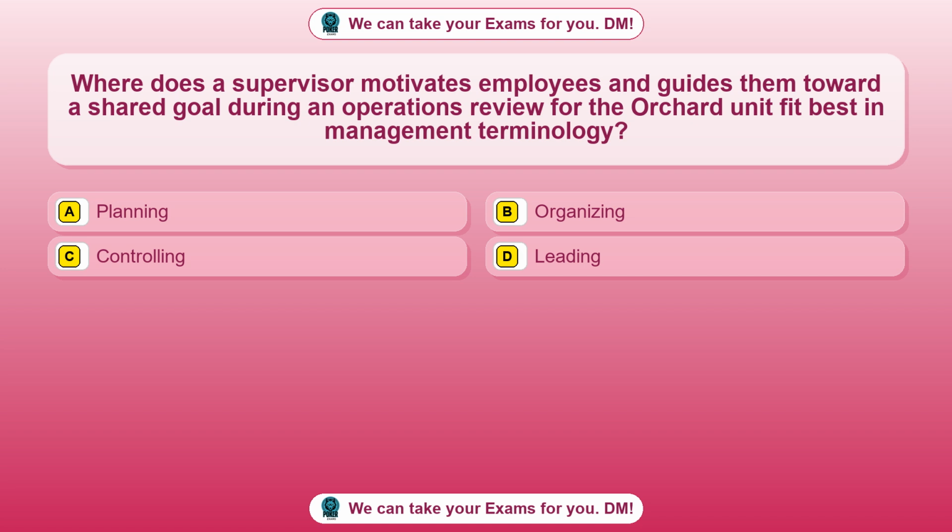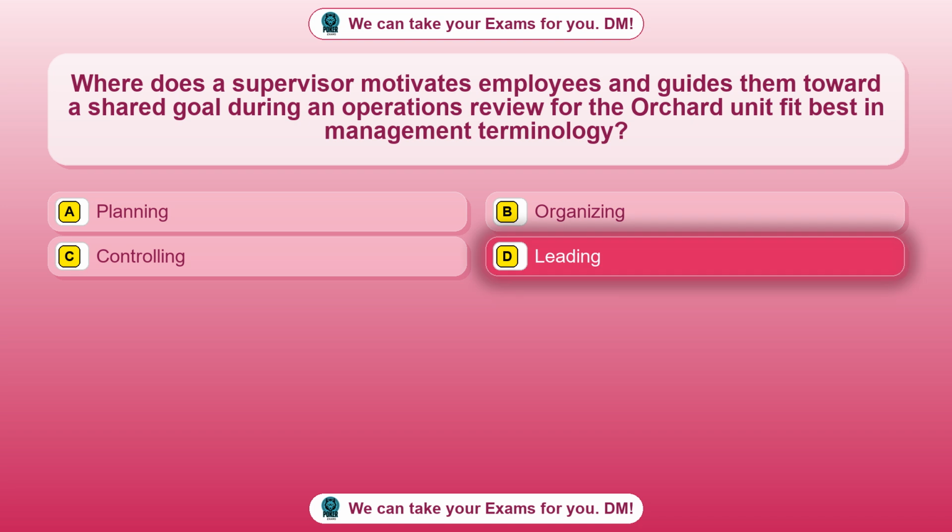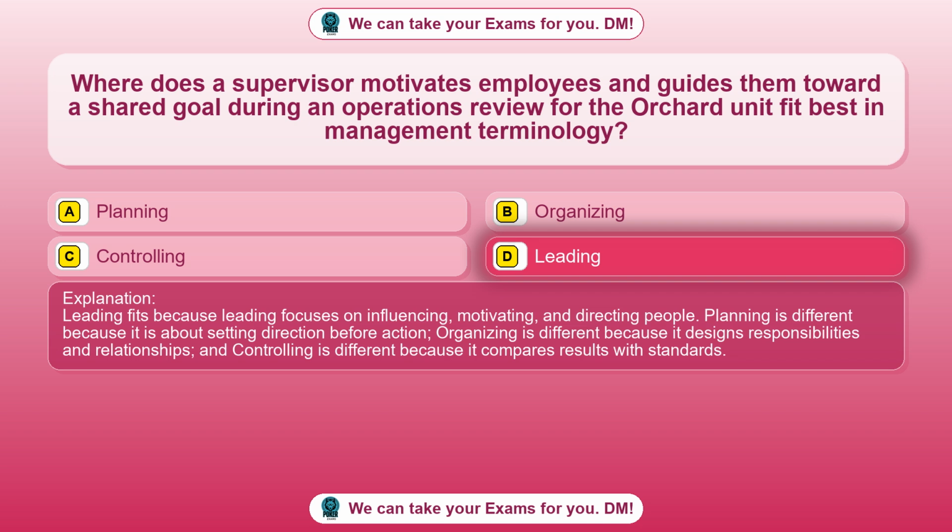Option A, planning. Option B, organizing. Option C, controlling. Option D, leading. The correct answer is option D, leading. Leading fits because leading focuses on influencing, motivating, and directing people. Planning is different because it is about setting direction before action. Organizing is different because it designs responsibilities and relationships, and controlling is different because it compares results with standards.